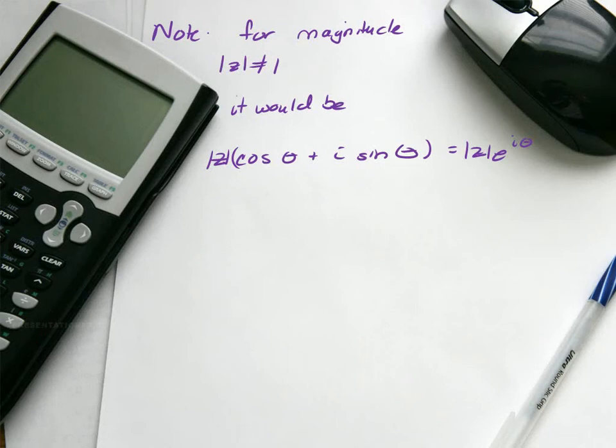So all of what I just said would be true also for circles of different magnitudes. If the magnitude of a complex number was not 1, then you would just have a magnitude of z out here. Your radius would be out further, and the point would be considered to be on a circle of a different radius.